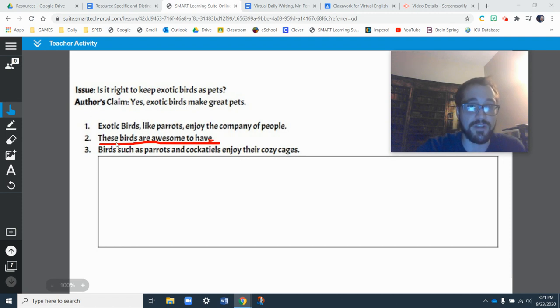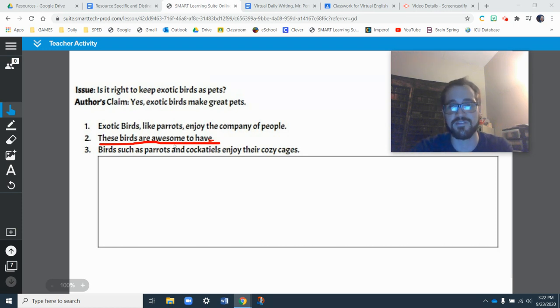Number 1 and 3 are good. Why? They're specific. They're talking about parrots. They're giving me an example even. And they're distinct. They enjoy the company of people. I can expand on that and explain, but I know what they're talking about. Especially since I know who they're talking about. Parrots, very specific. Birds such as parrots and cockatiels enjoy their cozy cages. Super specific, super descriptive, very distinctive, stands out. I know exactly what you're talking about.